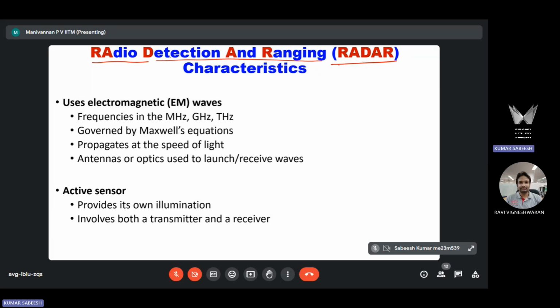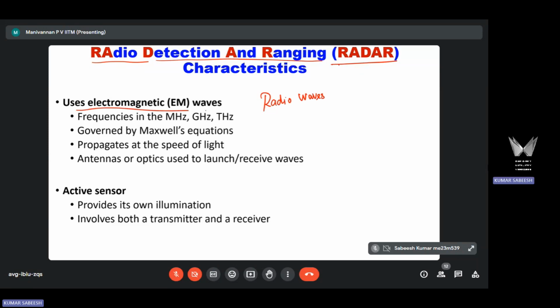It uses electromagnetic waves or radio waves for detecting objects. That's why it is called radio detection. Radar sends electromagnetic waves. It propagates or transmits them. Definitely, the right word is transmitting.